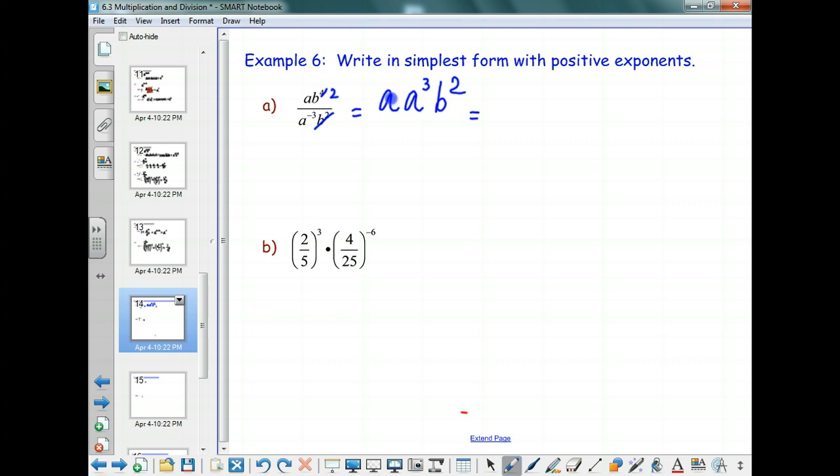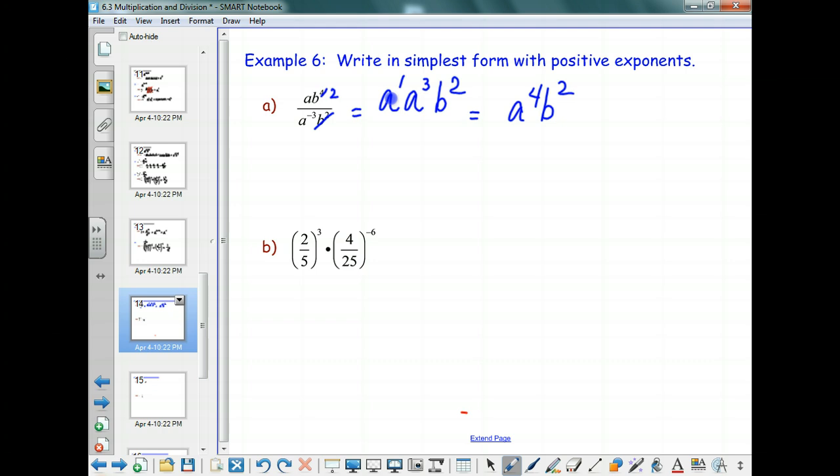Am I done? Now what do I need to do? Combine the a's, so what's that going to give me? A to the 4th, and that's property of exponents, right? Power of 3, power of 1. There's 4 of them. And they have exponents that are positive.